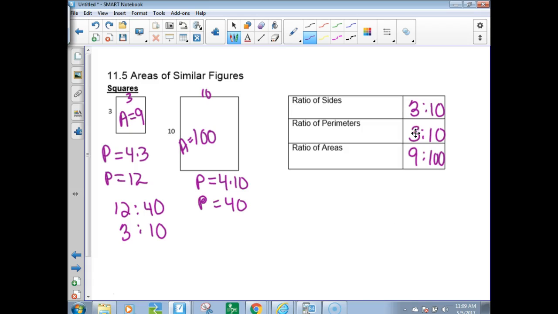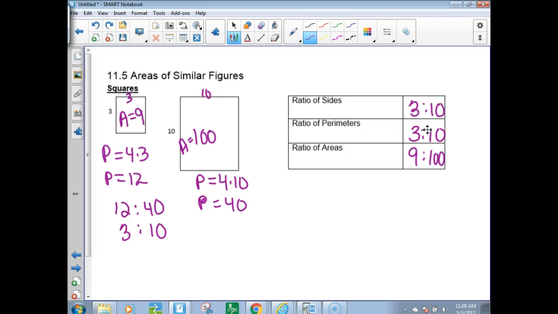Do you see a relationship? How could you go from 3 to 10 to 9 to 100? What would you have to do to a 3 and a 10 to get a 9 and a 100? Amato said square them. Yes. Area is in square units.